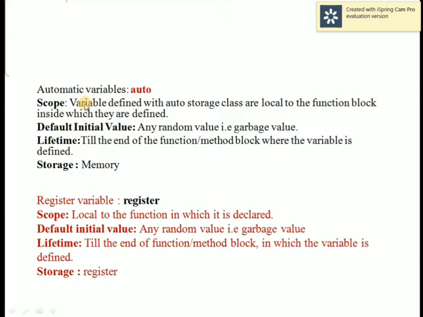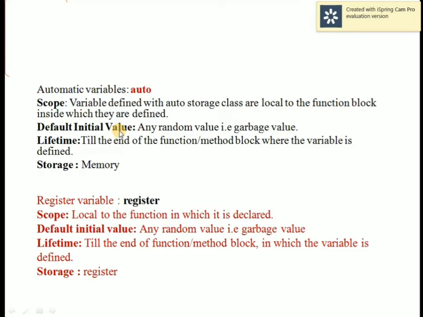So now let's talk about the scope, default initial value, lifetime, and storage. So scope means you can access that variable only within the function or block where that variable has been defined, right? Function, all of you know what a function is, and block means anything written within the curly brackets. If you have written a variable within the curly brackets, then you can access that variable in that block only. You can't access that variable outside that block. We will see this with the help of an example.